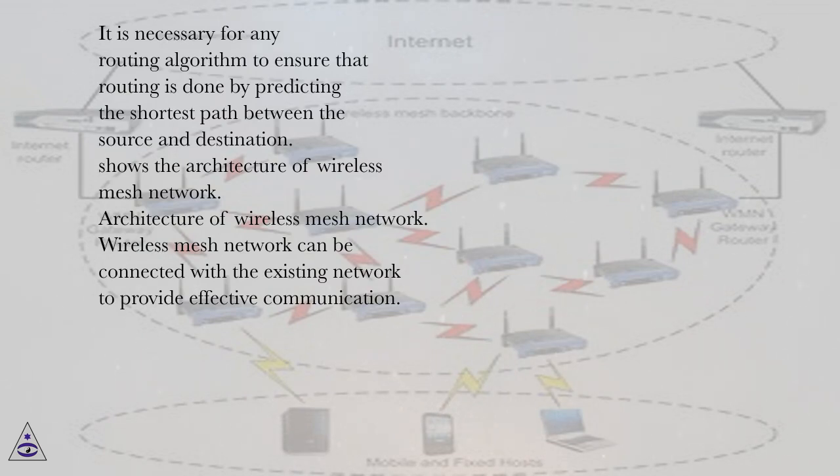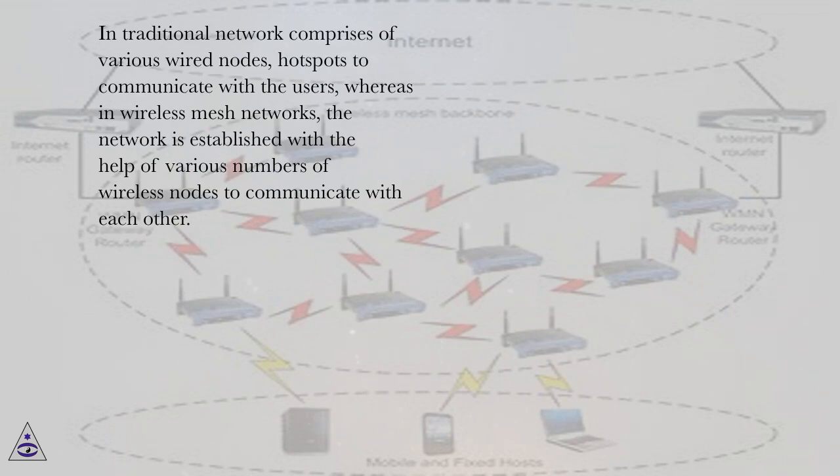Architecture of wireless mesh network. A wireless mesh network can be connected with the existing network to provide effective communication. A traditional network comprises various wired nodes and hotspots to communicate with the users, whereas in wireless mesh networks, the network is established with the help of various numbers of wireless nodes to communicate with each other.